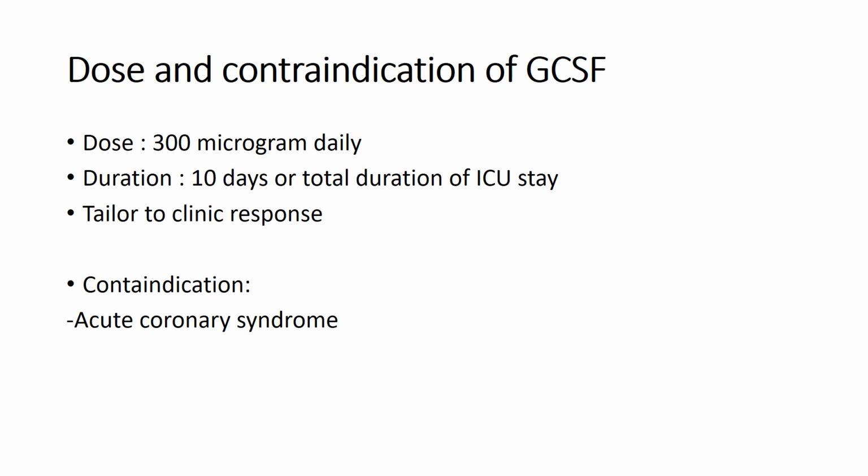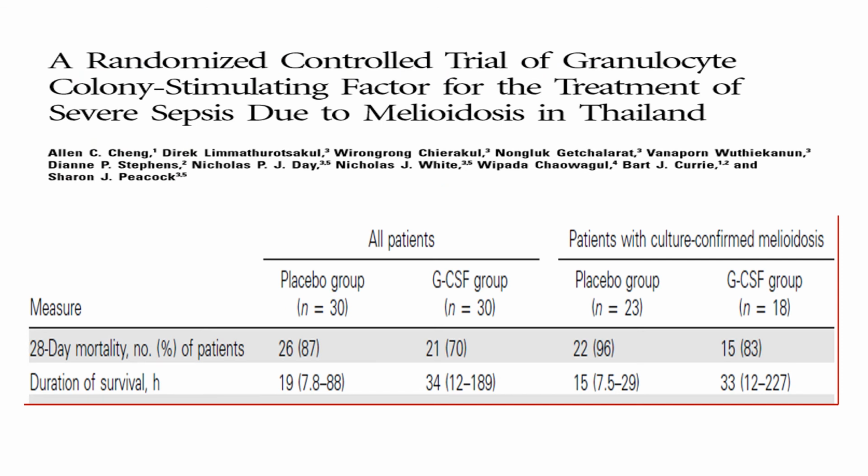Now looking at the dose and the contraindications for GCSF, the dose recommended is 300 micrograms daily, and the duration is 10 days or total duration of ICU stay. Now you tailor these according to the clinical response of the patient. So if your patient is improving and can leave ICU, patient is well, you do not need to continue the GCSF. Now in this paper also, the absolute contraindication was actually only acute coronary syndrome. The others, they still gave them, even those with liver derangement.